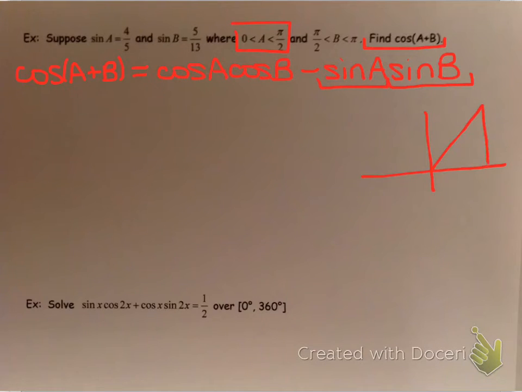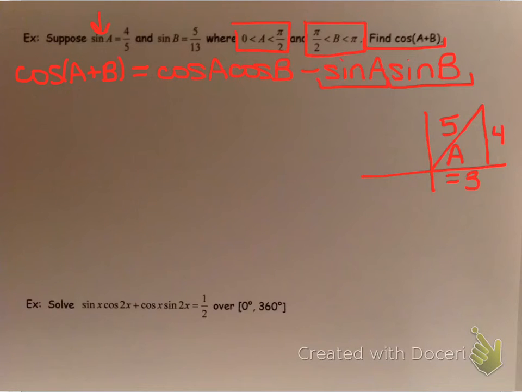So just draw a random triangle in quadrant 1, label it A. And over here, we were told that the sine value for angle A was 4/5. So that means we know the opposite side is 4, and the hypotenuse is 5. And that means that the adjacent side is 3. And now I know everything I need to know about angle A. I don't need to know how big angle A is. Okay, and I never will know how big angle A is.